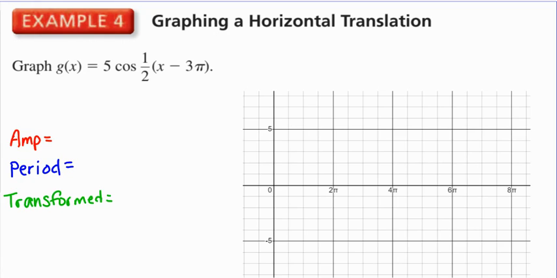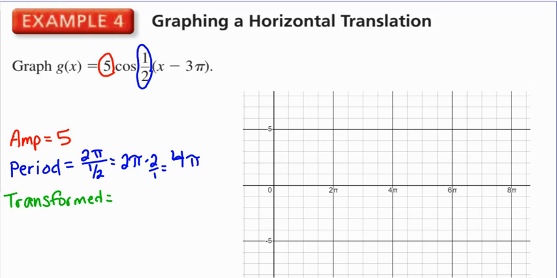All right, let's do it again. This one we want to graph a horizontal translation. If I look at my graph, I see this 5 in front that tells me the amplitude is 5. I see this 1/2 right here that tells me that the period, 2 pi divided by 1/2, is really the same as 2 pi times the reciprocal, 2 over 1, equals 4 pi, right? So one period takes up the entire width from 0 to 1, 2, 3, 4 pi.